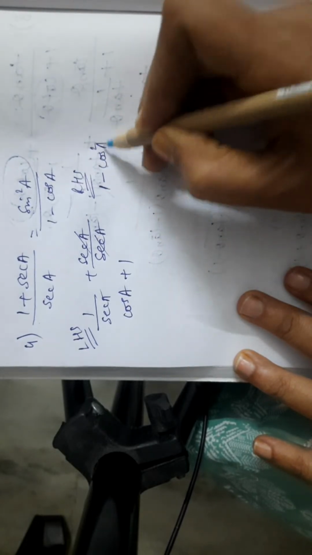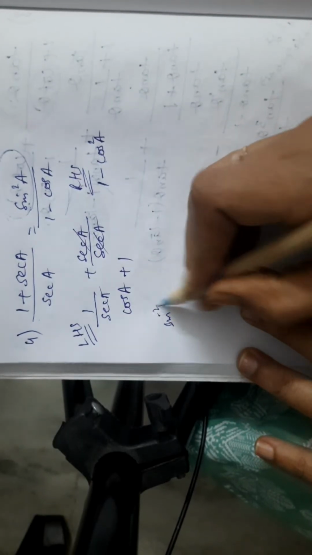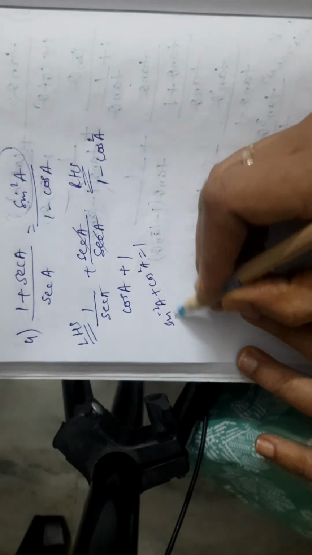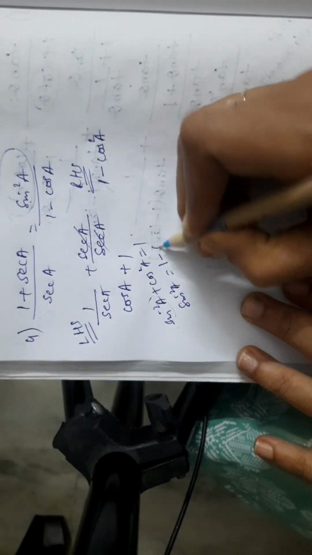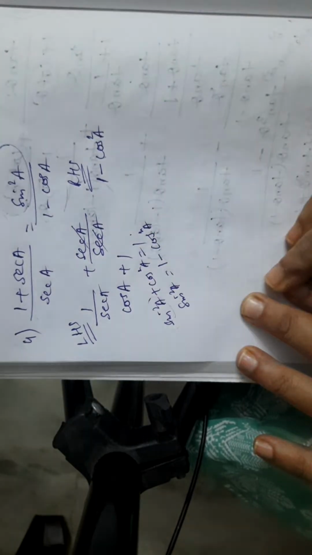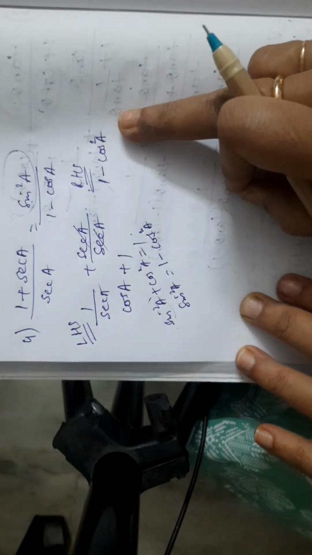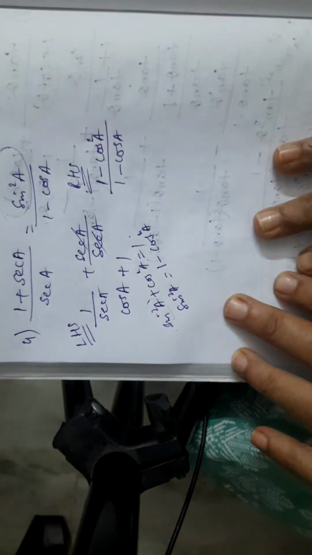cos square. How did we get sine square as 1 minus cos square? Sine square A plus cos square A is 1. So sine square A will be, shifting cos square to that side, 1 minus cos square A. So sine square A we replaced with 1 minus cos square A. In the denominator, 1 minus cos A was already there.